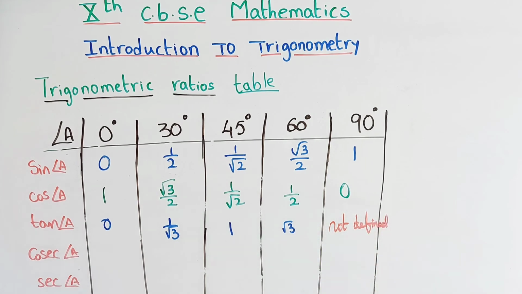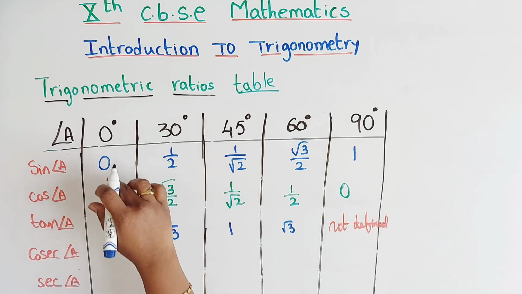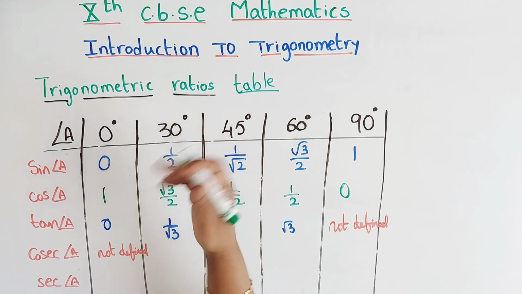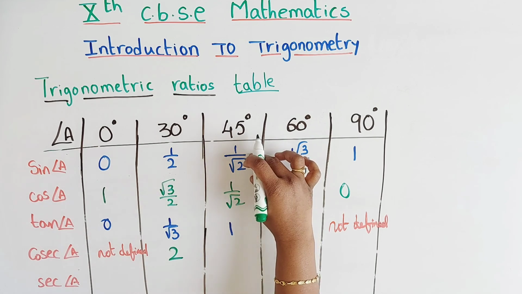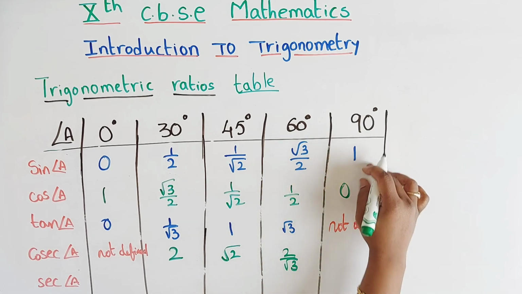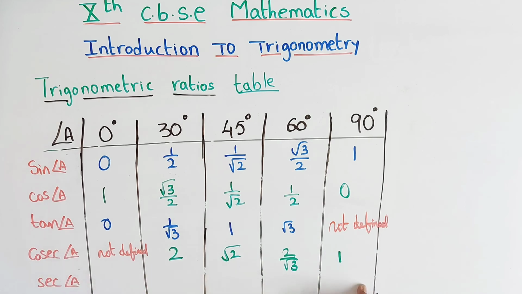Right, children? Now you know cosecant A. That means reciprocal of sin theta. Sin 0 is 0 by 1 here. So when it comes to cosecant 0, 1 by 0, that means it is not defined here. Correct, children? So cosecant 0 equal to not defined. Now cosecant 30 degrees: 1 by 2 reciprocal, it is 2. 1 by root 2 reciprocal, it is root 2. Root 3 by 2 reciprocal, 2 by root 3. 1 reciprocal, 1 only. Now see, cosecant A also we got.